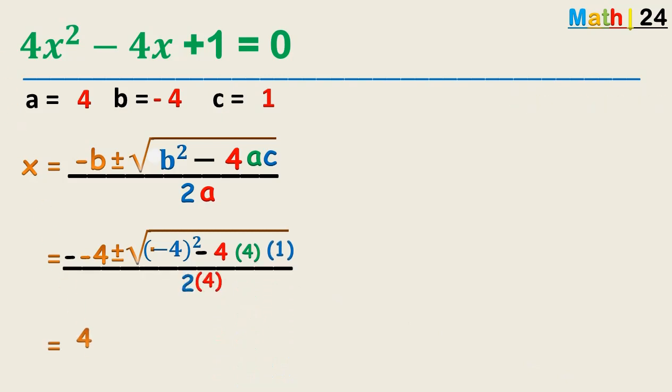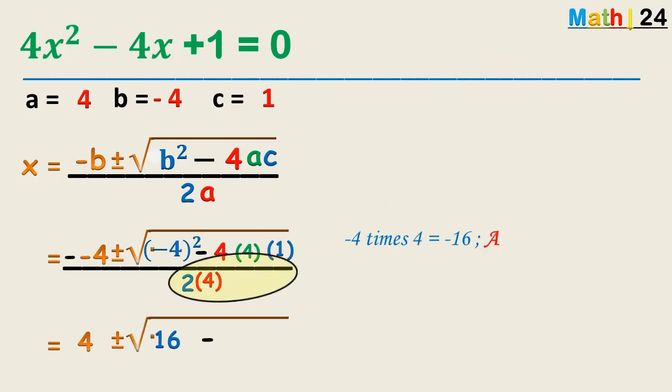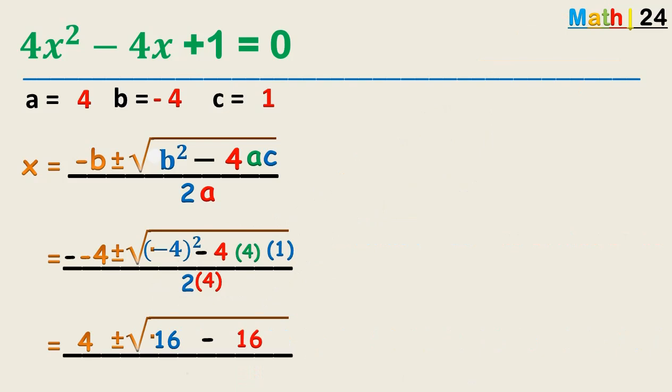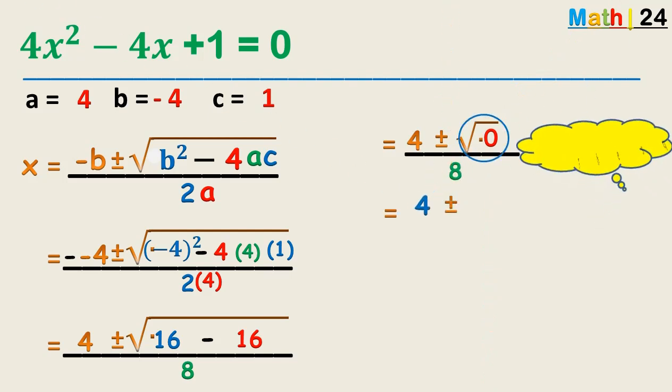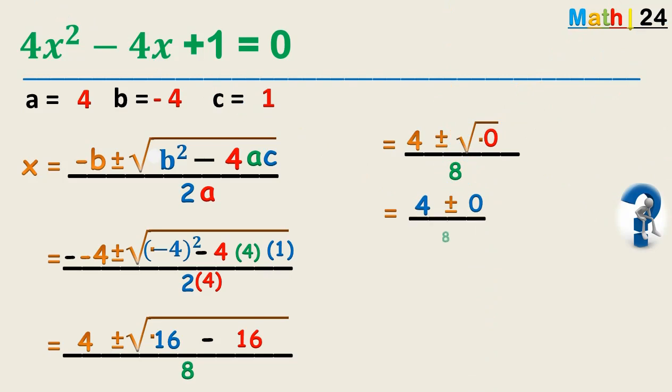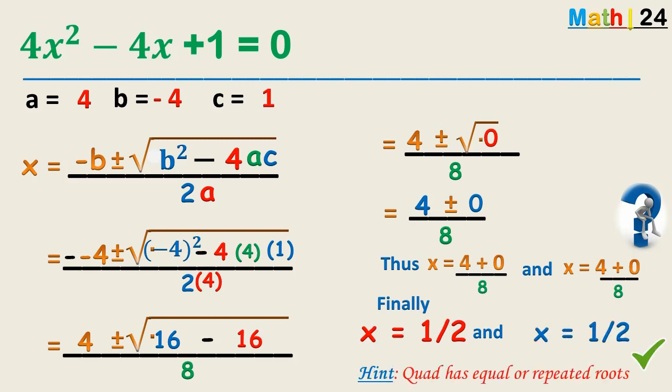We simplify these values: 4 plus or minus the square root of 16 minus 16, all this over 8. So that gives us 4 plus or minus the square root of 0, all that over 8, and the square root of 0 is 0, so we have 4 plus or minus 0, all that over 8, thus giving us x equals 4 plus 0 over 8 and x equals 4 minus 0 over 8. Finally, x equals a half and x equals a half. This particular quadratic has equal roots or repeated roots.